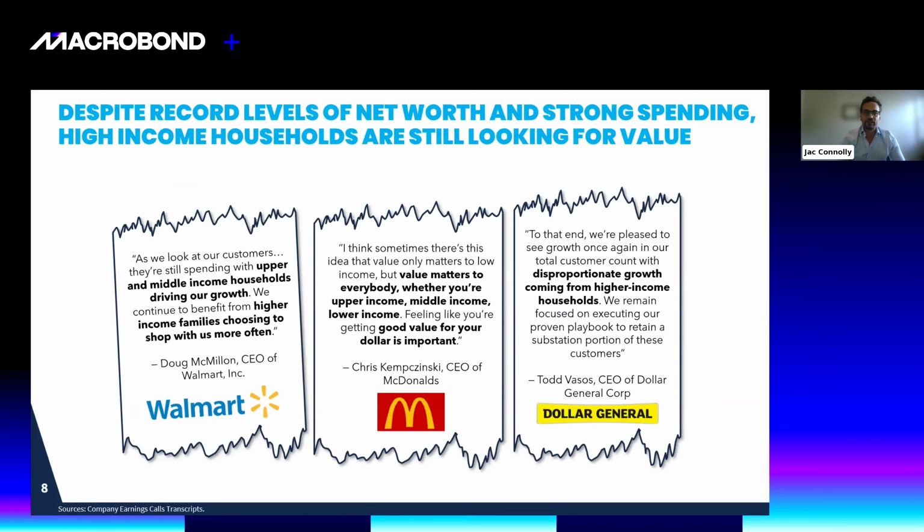And then, we see this translating out in CPG and food companies, right? Despite all of this net worth, we know that high income households, they're still looking for value, right? And so when we take a look at recent earnings announcements, we know that high income households are driving outsized share growth for Walmart and Dollar General. And companies like McDonald's note that it's not just the low income consumer that's looking for value, all consumers are looking for value, and that's paramount in today's environment.